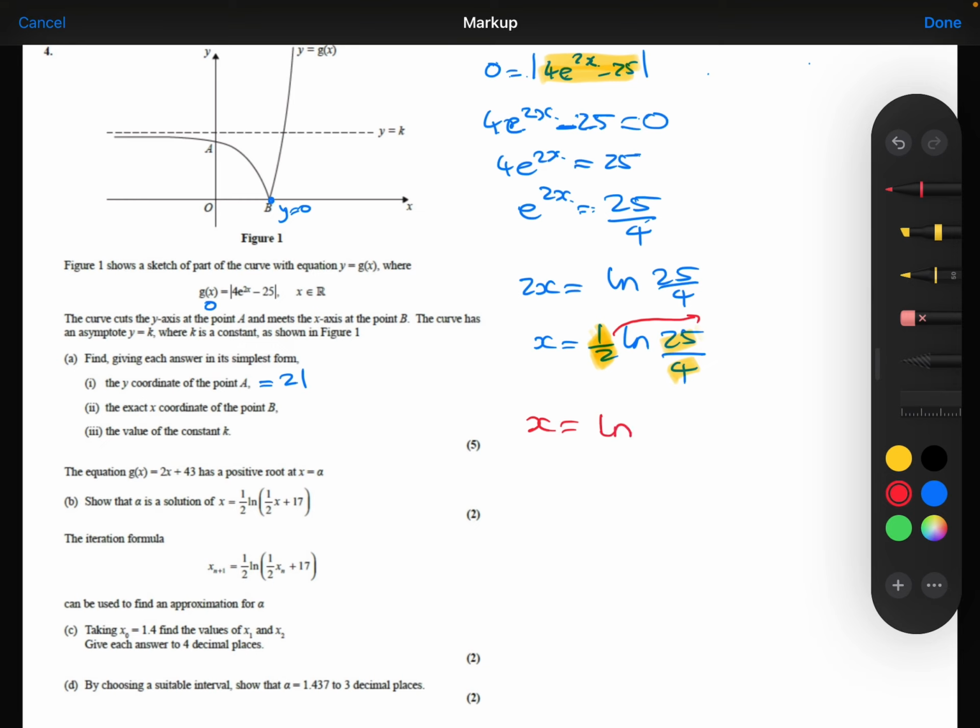So I could write x equals ln of 25 over 4 to the power of 1/2. And the power of 1/2 means the square root. And given that they are both square numbers, we can square root them easily. The square root of 25 is 5, the square root of 4 is 2. So my answer for part II is ln 5 over 2.